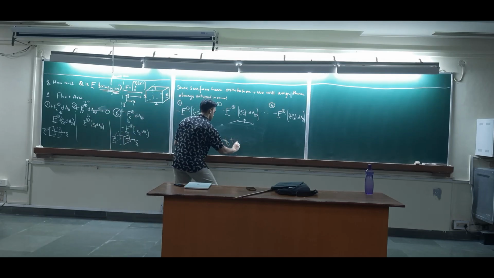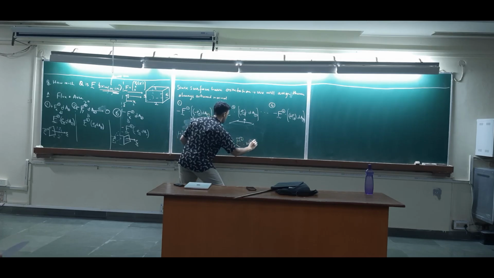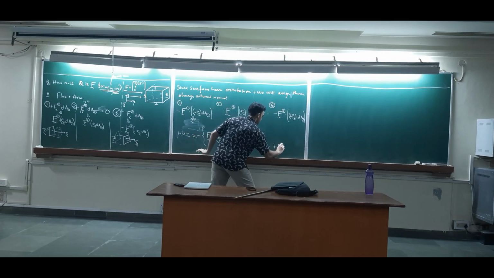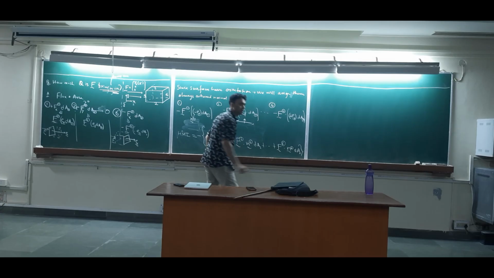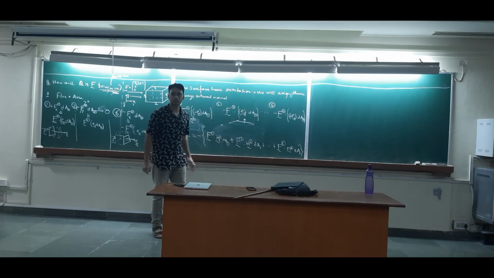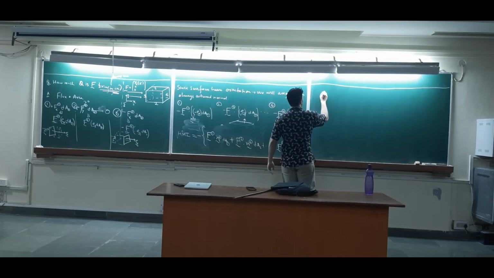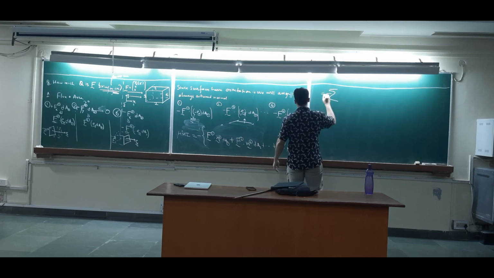Plus F2 again. Now I'll just follow a pattern. N2 dA2 plus so on and so forth plus F6 N6 dA6. I can write it in summation and put the minus sign outside.